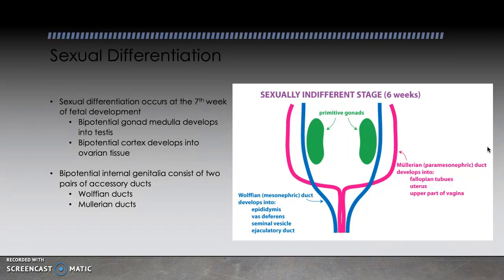The bipotential tissue is comprised of an outer cortex and an inner medulla. It is these structures that undergo the further differentiation into those classically identifiable male and female structures. The bipotential medulla differentiates into the testes, whereas the bipotential cortex develops into ovarian tissue. Later in this lecture, we will discuss the signal for gonadal differentiation, but for now, that's the understanding we need to know.